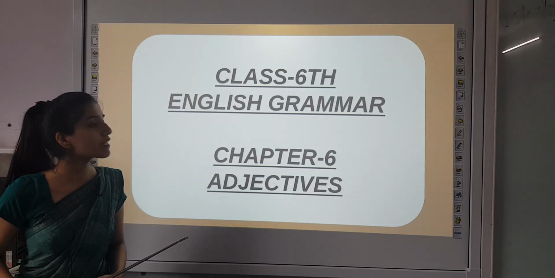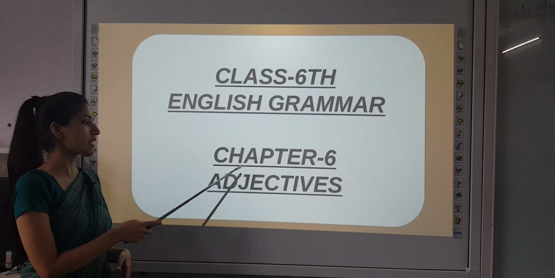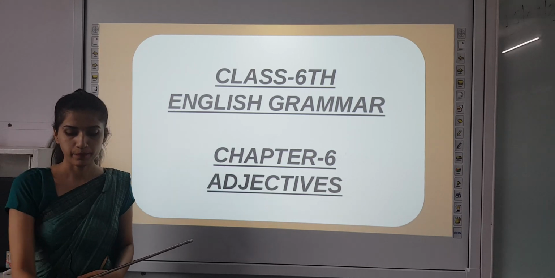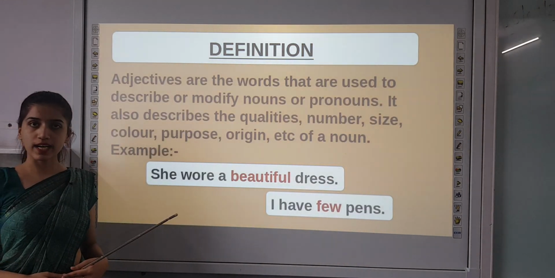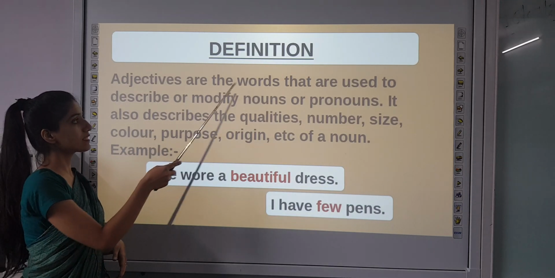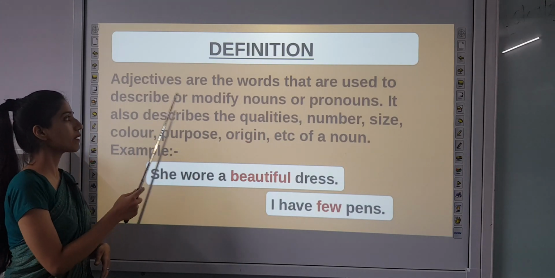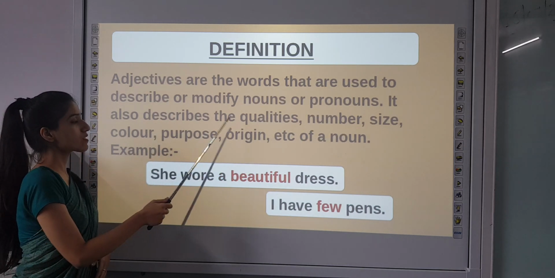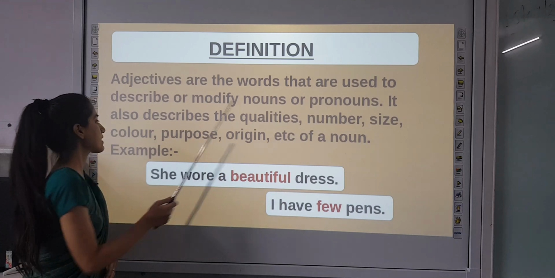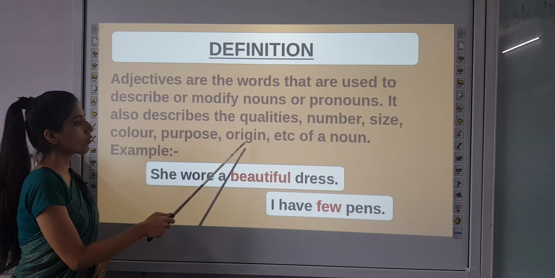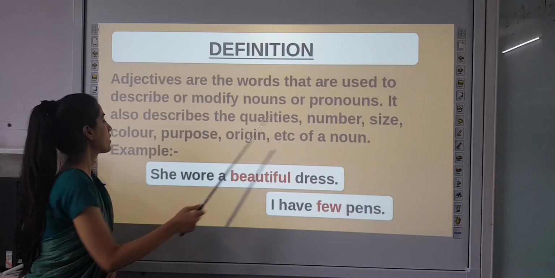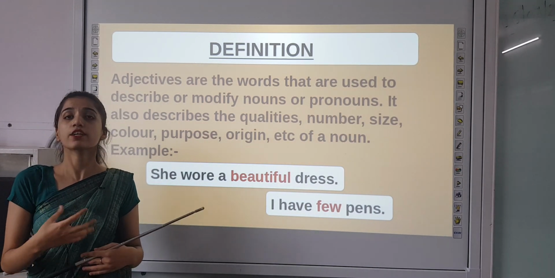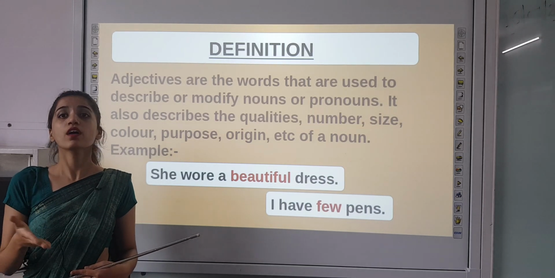So the topic that we will be doing today is chapter number 6, Adjectives, of your English grammar book, that is Grammar Way. So let's see what are adjectives. Adjectives are the words that are used to describe or modify nouns or pronouns. They also describe the qualities, number, size, color, purpose, origin, etc. of a noun. So, adjectives, in simple language, we can call them describing words that are used to describe a noun or a pronoun.